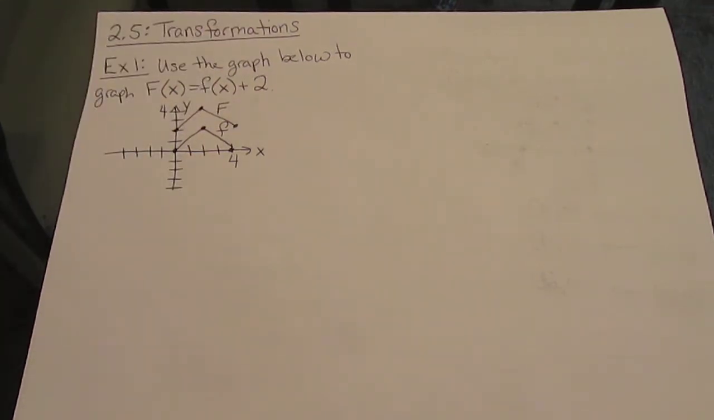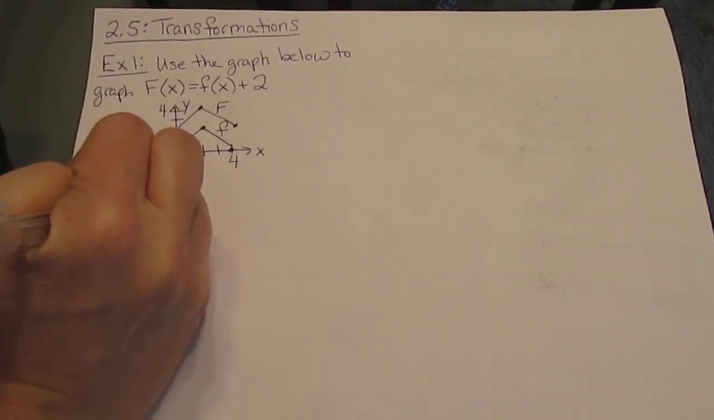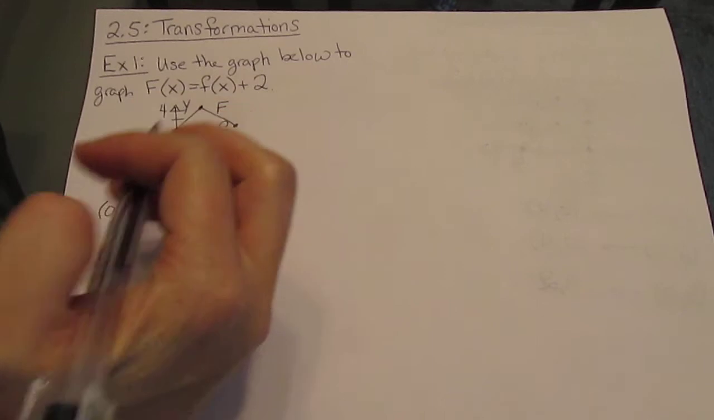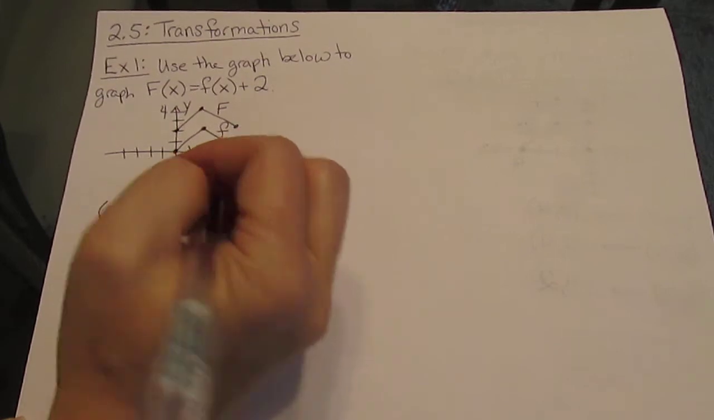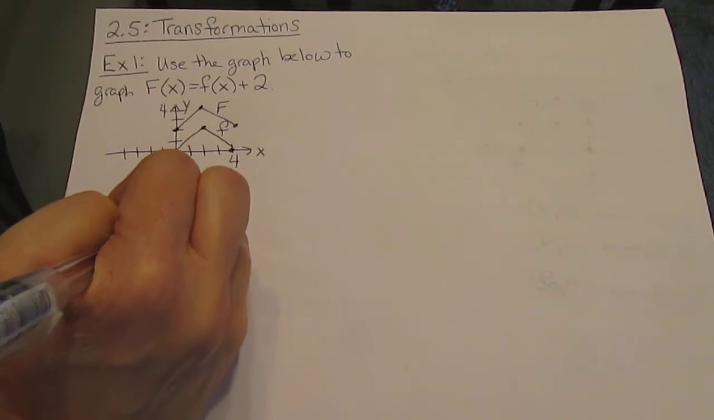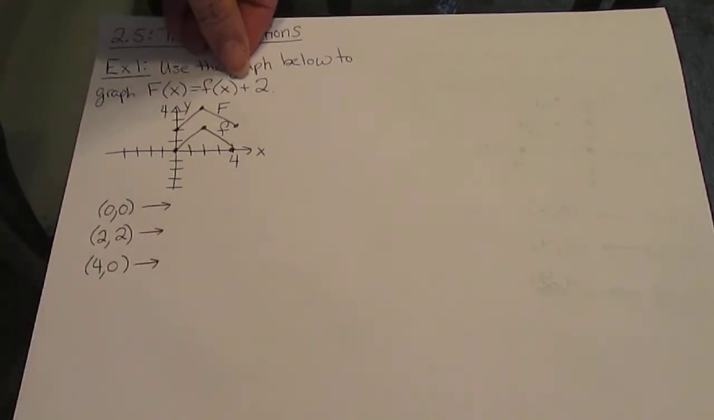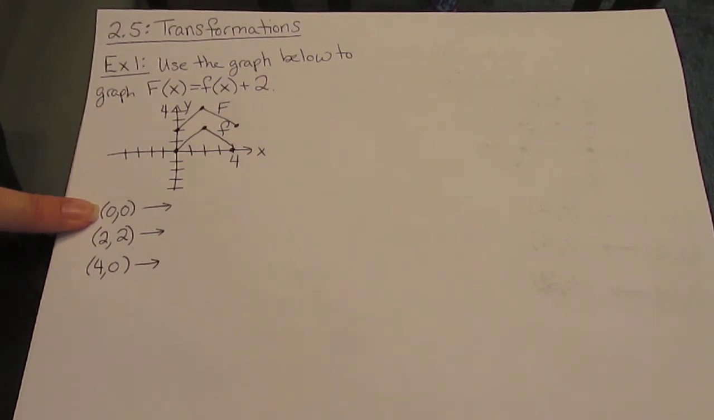Some students don't like shifting the graph. They like to actually write out the points. So let me show you another way you could have approached it. The points we started with were 0, 0, 2, 2, and 4, 0. And again, this is telling us to add 2 to our y value. So we're just going to add 2 to our y values here.